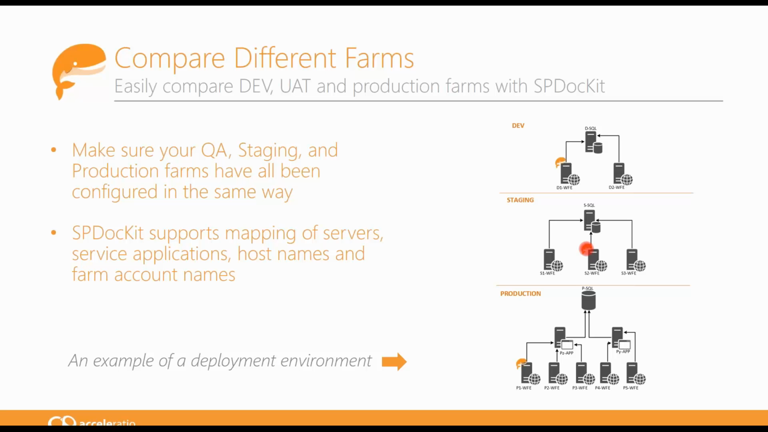So what we have introduced in our tool is the ability for you to map different servers. As you can see on your screen, I have 5 web front ends in my production environment, and I only had 3 web front ends in my staging environment. So if I want to compare these farms, I'll just select the option to map different servers, and this is going to allow me to do comparison between farms that are not completely identical in terms of number of servers.